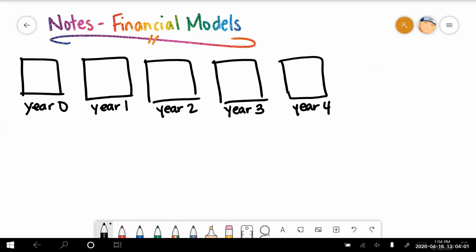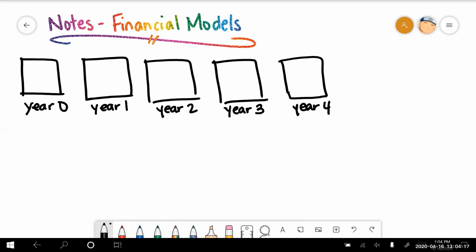Martin here with today's notes on financial models, which we'll see in a minute is very related to your exponential work that you were doing in the last video. So to start, I've got some boxes here that represent our bank account.